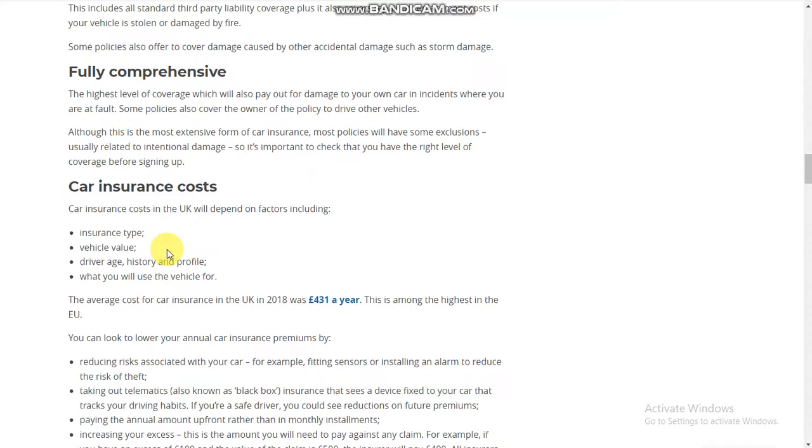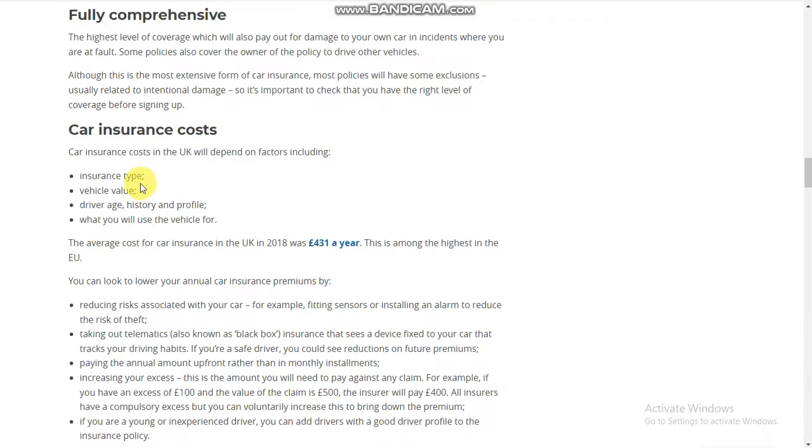Next is car insurance cost. Car insurance cost in the UK will depend on factors including, first, insurance type; second, vehicle value; third, driver age, history and profile; and next, what you will use the vehicle for.